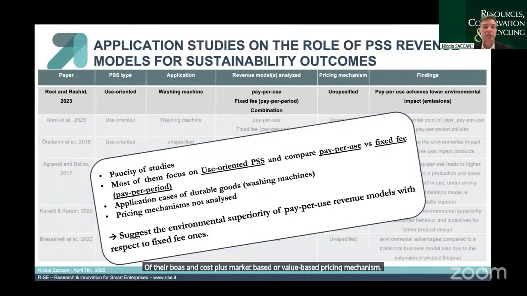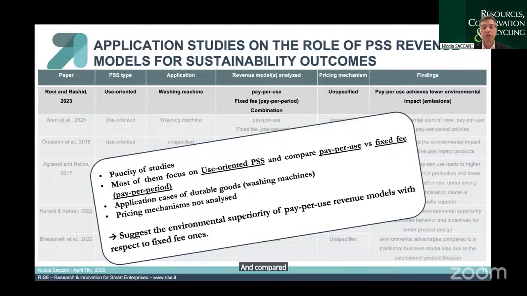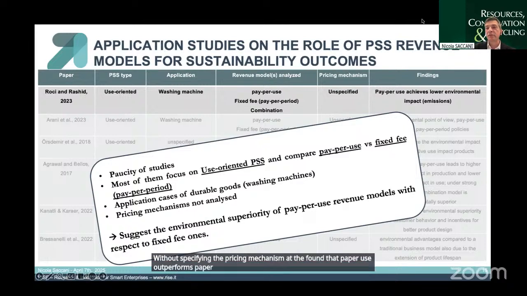Then in the paper, you can find a review of studies that have tried to analytically assess the impact of revenue models on sustainability outcomes of PSS. For instance, Roshi and Rashid analyzed a user-oriented PSS applied to a washing machine and compared a pay-per-use revenue model with a fixed fee and the combination of the two, without specifying the pricing mechanism, and found that pay-per-use outperforms pay-per-period in terms of environmental impact or emission.